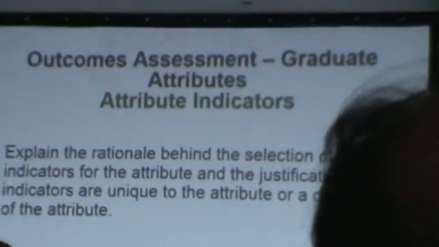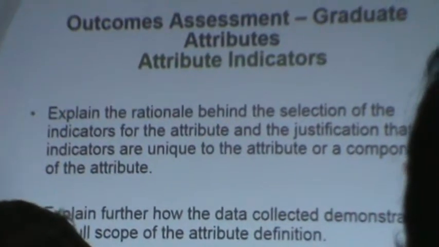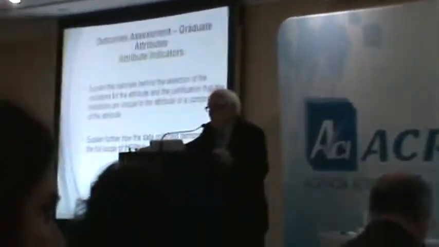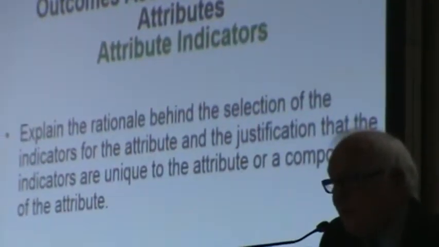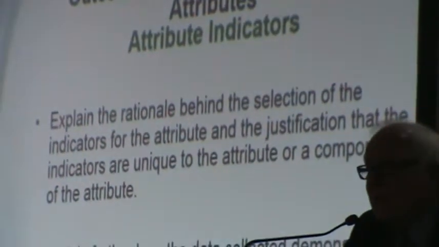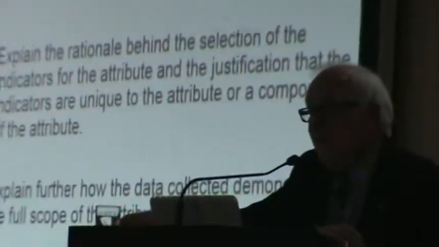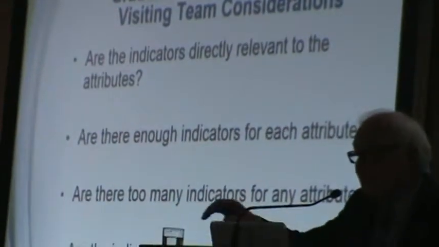Again, let's look at attribute indicators. Again, we want the institutions to explain the rationale behind the selection of the indicators for the attribute and the justification that the indicators are unique to the attribute or a component of the attribute. And explain further how the data collected demonstrates the full scope of the attribute definition. A lot of information to be provided.